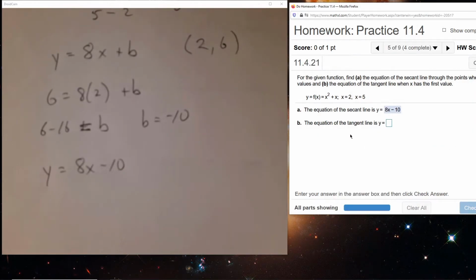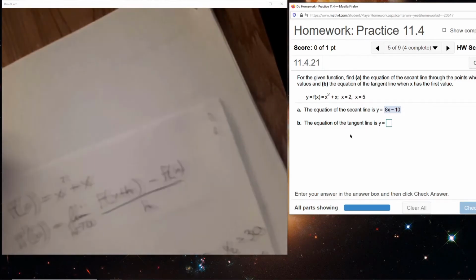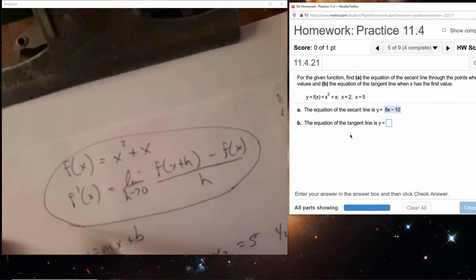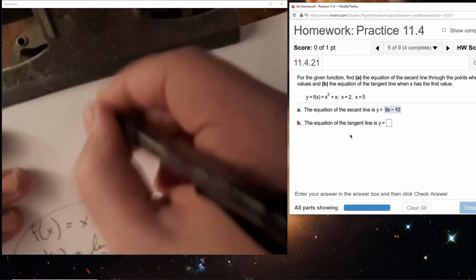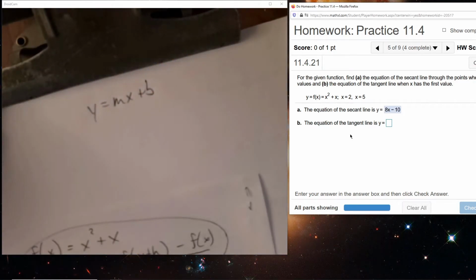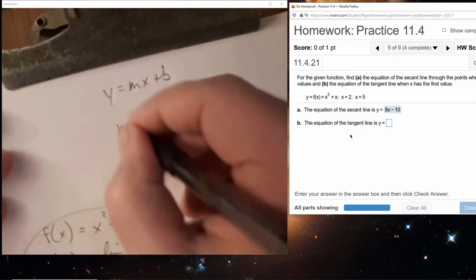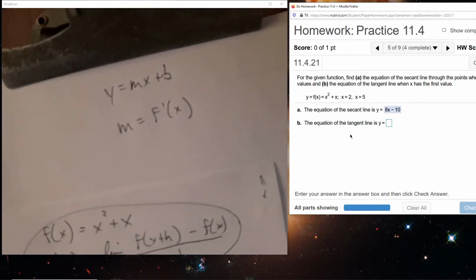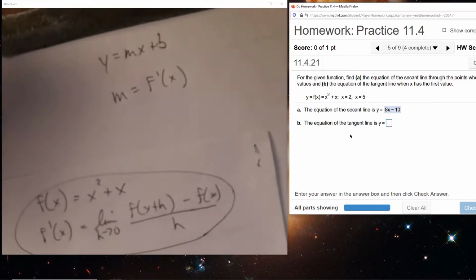And now they want the tangent line. So that goes back then to where I started originally with writing this down. To get the tangent line, again, the tangent line is a linear function. However, for the tangent line, the slope is the derivative. So we need the derivative.